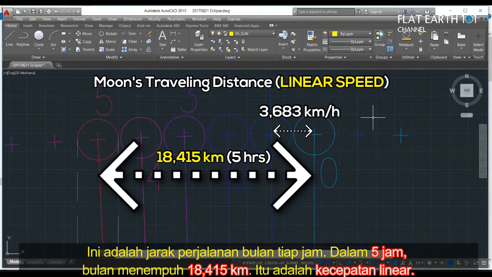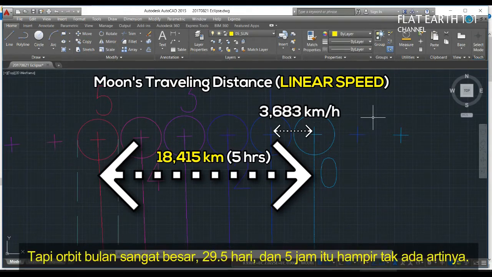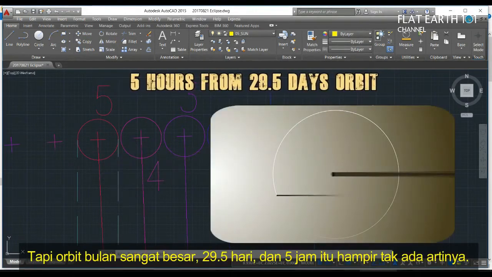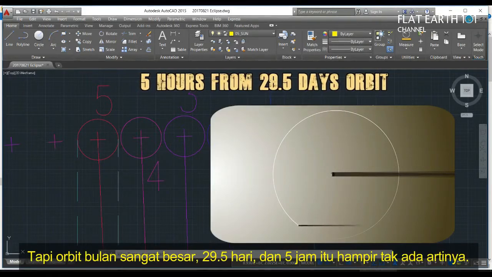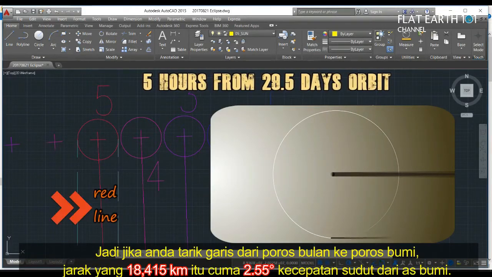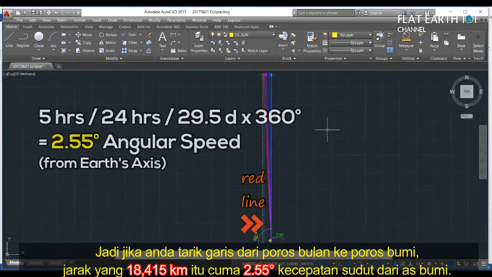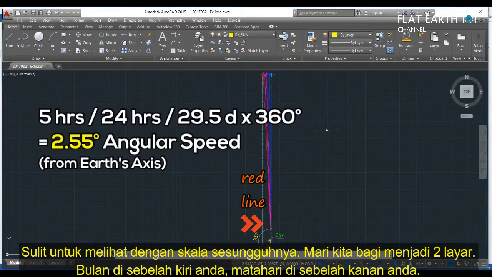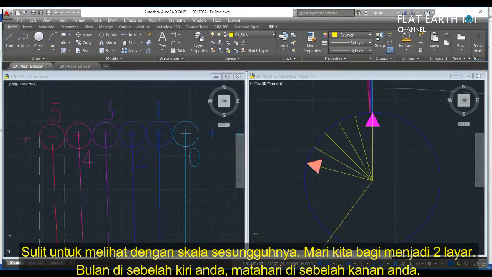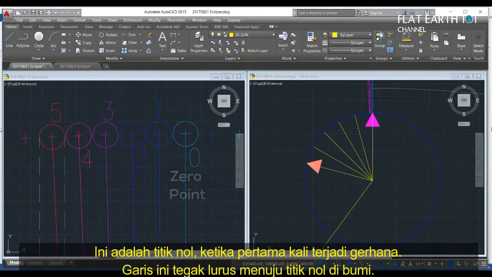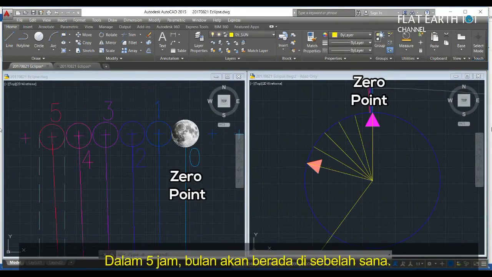That's the linear speed. But the orbit is so big, 29.5 days, and 5 hours means almost nothing. So if you draw a line from the Moon's axis to the Earth's axis, this 18,415 kilometers is only 2.55 degrees angular speed on Earth. It's hard to see at this true scale. Let's split it into 2 screens, the Moon on your left side, the Earth on your right side. This is the 0 point when the first partial eclipse happened. The line goes to 0 point on Earth. In 5 hours, the Moon will be over there.